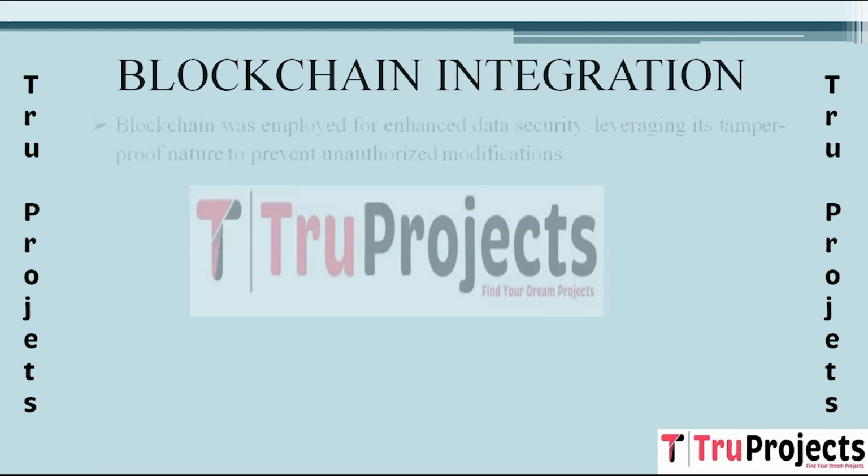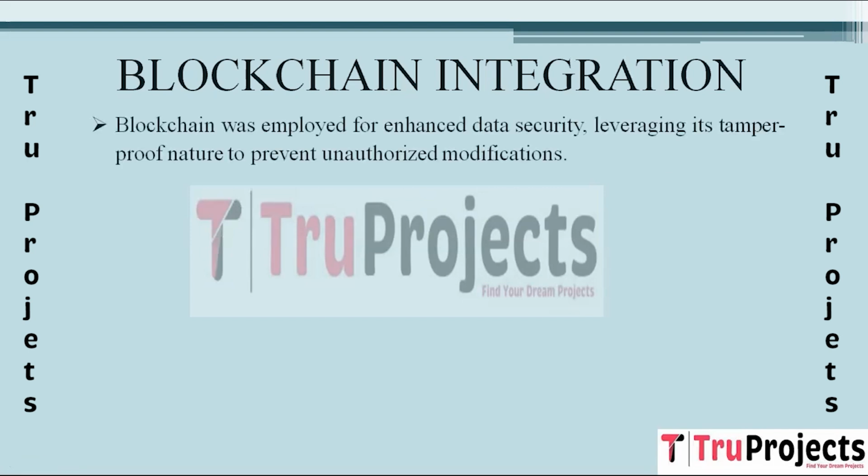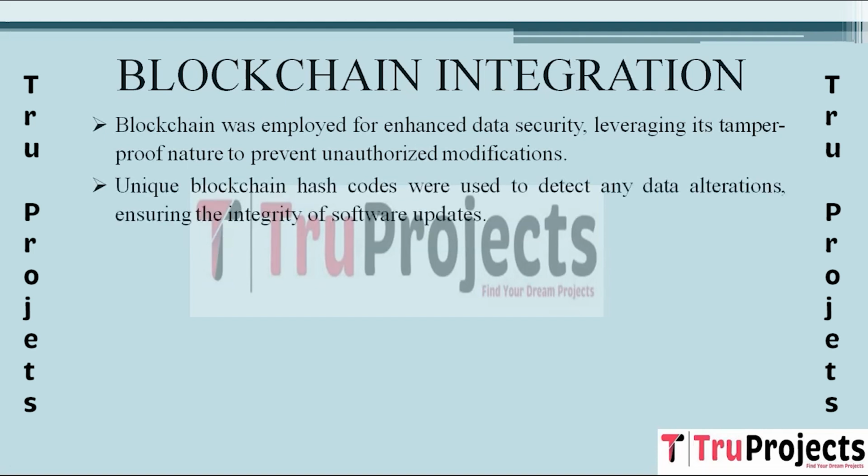Blockchain integration. So blockchain technology was employed to enhance data security. Blockchain is like an unchangeable digital ledger that prevents unauthorized alterations to data. In this context, it ensures that the software updates for Internet of Things devices remain secure and immune to tampering. Unique hash codes associated with each data block within the blockchain were used to detect any unauthorized changes. These hash codes act like digital fingerprints, and if they don't match, it indicates that the data has been tampered with. This ensures the integrity of software updates and data.